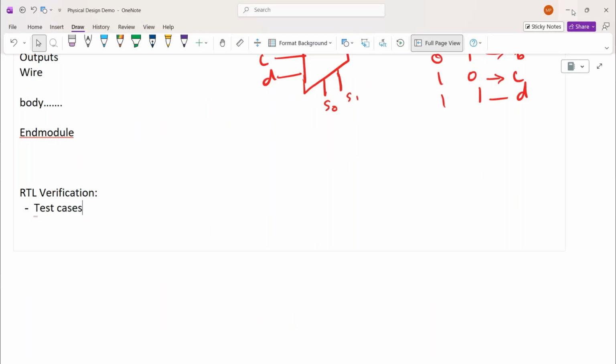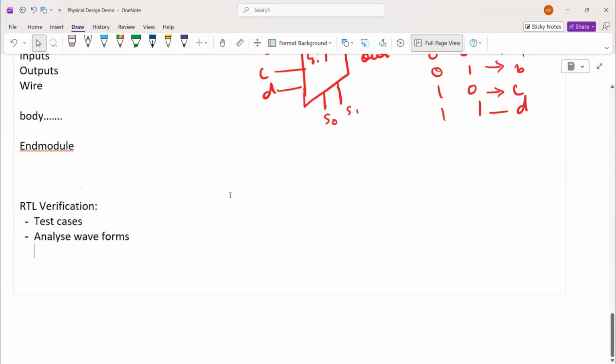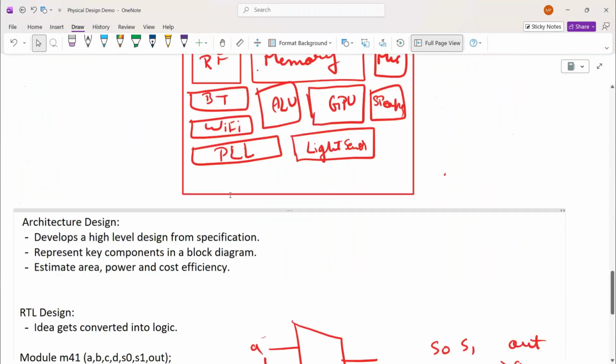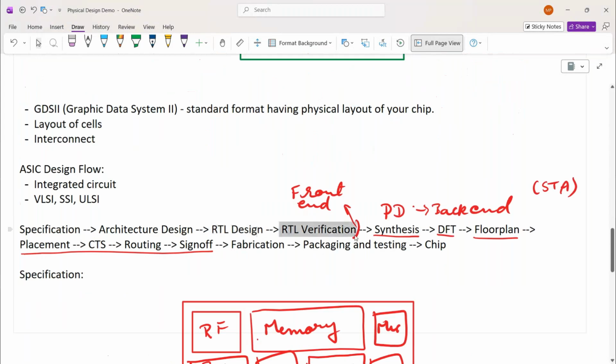Okay, so now the verification is done, right? They will apply test cases and analyze waveforms. Correct. So now the logic is created and the logic is verified. Now comes synthesis. Till now, have I taken the name of which technology is being used?